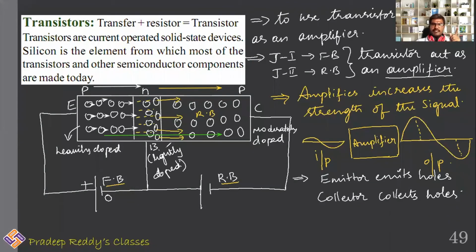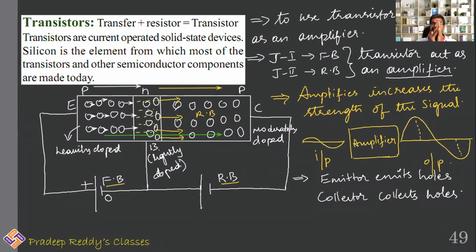So that is the reason why the size of the base is made minimum, and the doping of the base region is also very less. Because when most of the holes come into the base region, if it is heavily doped, most of the holes get recombined with the electrons. As a result, the number of holes entering the collector region will be decreased. That's the reason why the base is always lightly doped, the emitter is always heavily doped, and the collector is always moderately doped.